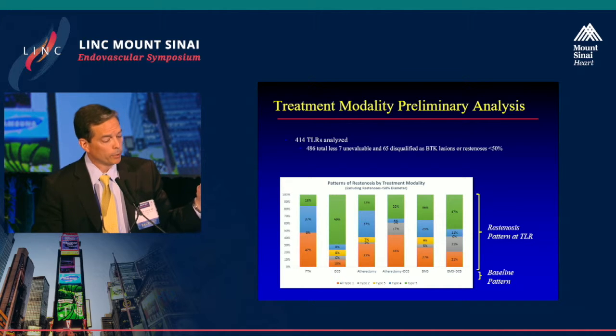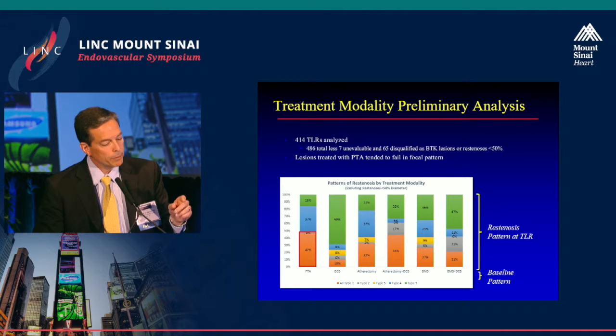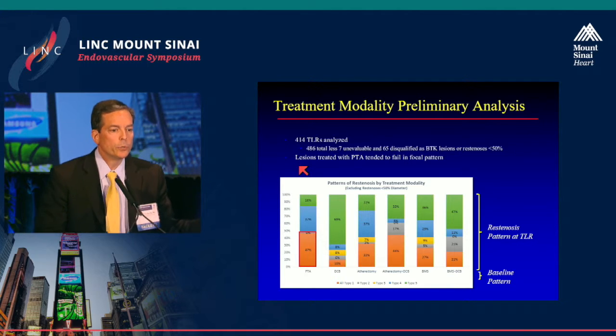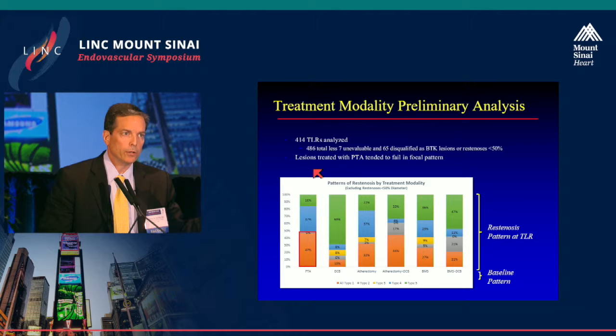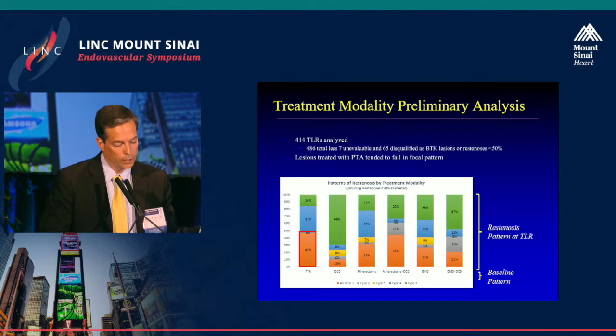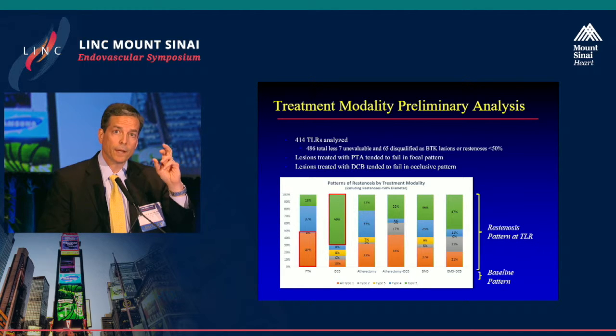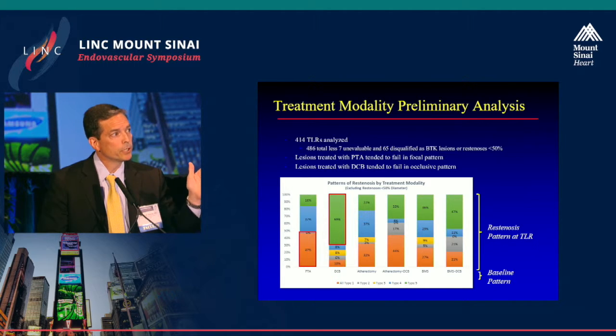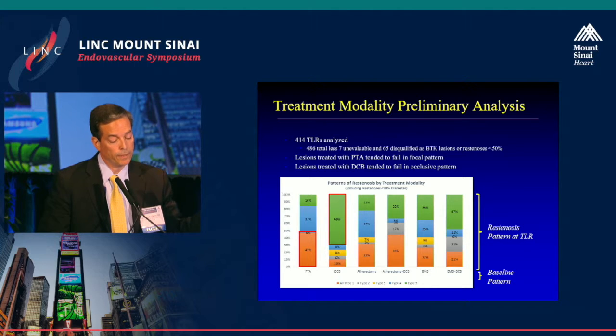Of the primary and preliminary analysis, when you look at treatment modality of the lesions that were tested, 7 were unevaluable and 65 were disqualified for being less than 50%. Lesions treated with PTA came back or failed more often in a focal way. Understand that this is across all treatment options in all these trials. Most of these were very short lesions. The interesting thing was that in the DCB group, and you have to understand the context here, of the 7 failures in the randomized trial, so it's a very small number, many of these patients returned with a failure that was more diffuse than focal.